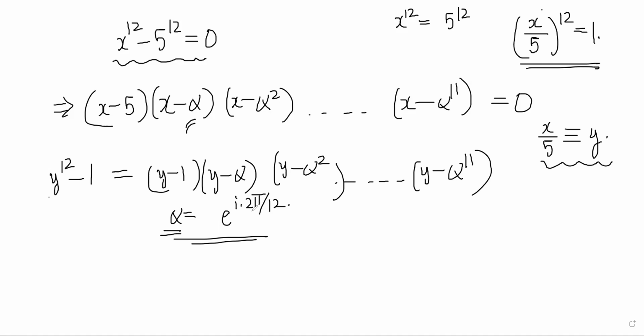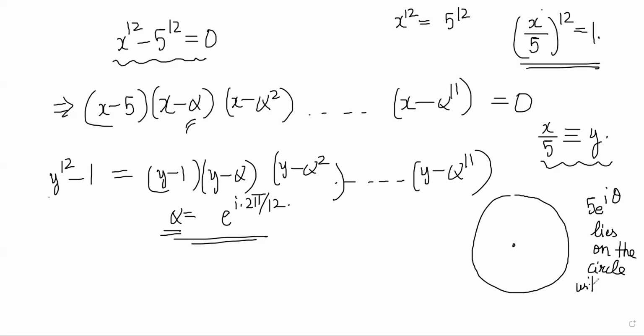Now what do I need to find out? I need to find the distance of a point P from any of these roots, right? I want to find the product of distances. So if you think about it, 5 e to the power i theta lies on the circle with center 0, 0 and radius 5, right? 5 e to the power i theta is a random point P here. It lies on the circle. What we need is the distance of this point from all of the roots, right? We need this chord length, this chord length, this chord length, and similarly the product of all the chord lengths, right?